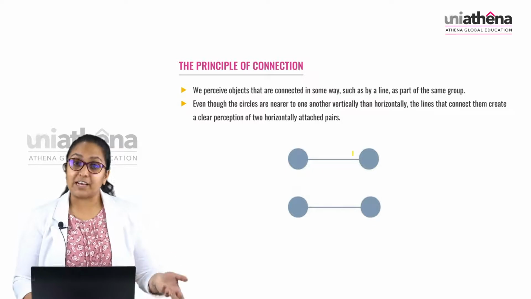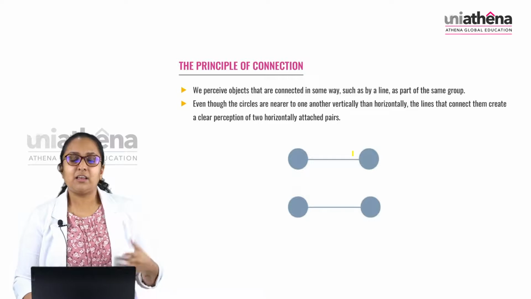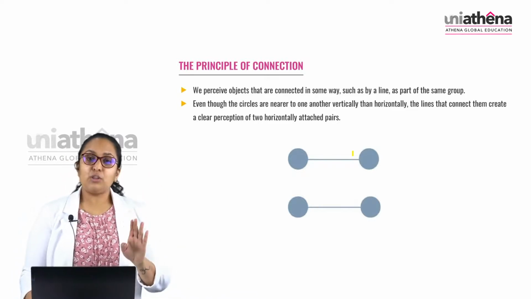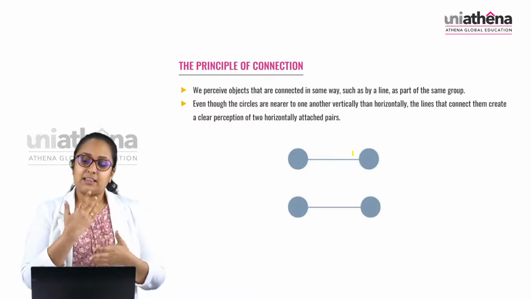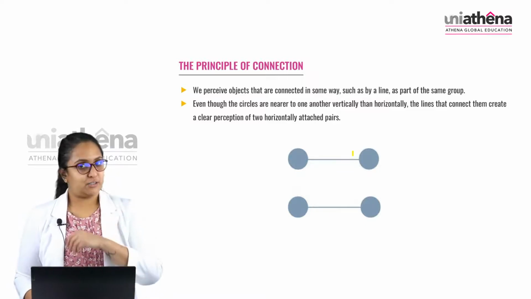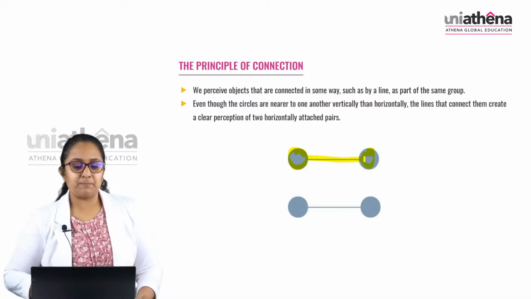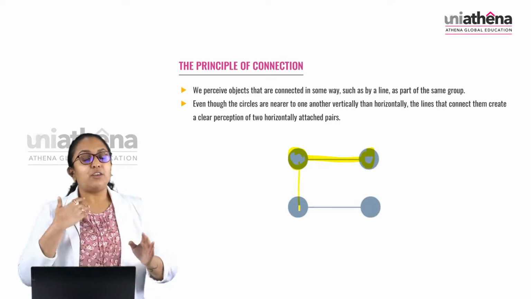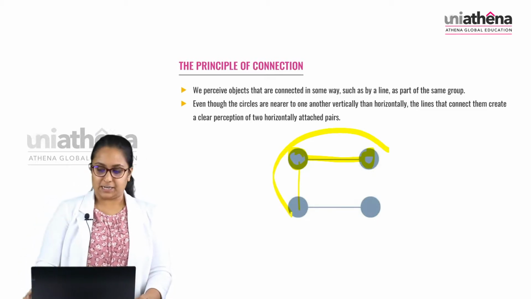Now, principle of connection. When we perceive objects that are connected in some way, with the help of a line or something, we group them in the same group. Even though the circles are nearer to one another vertically than horizontally, the lines that connect them create a clear perception of two horizontal attached pairs. For example, here this dot and this dot, we tend to connect in this way. We will never tend to connect it in this way. So, this is again human eye perception playing around with the principle of connection.